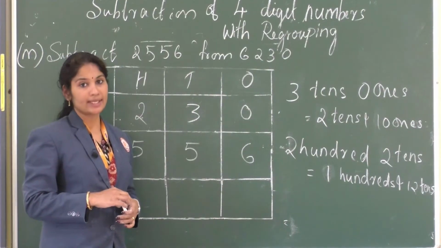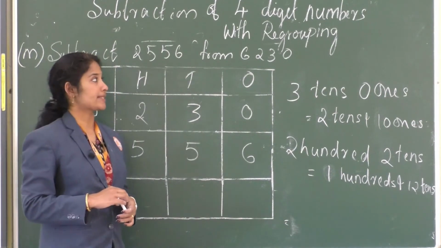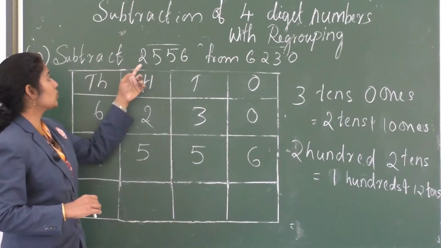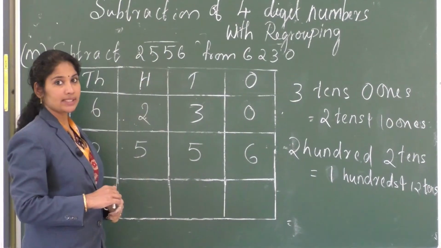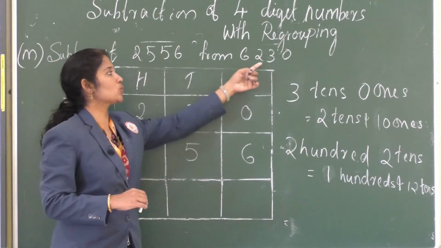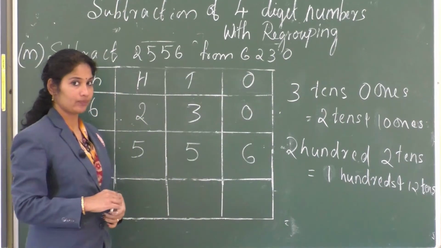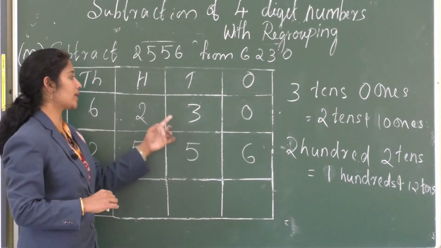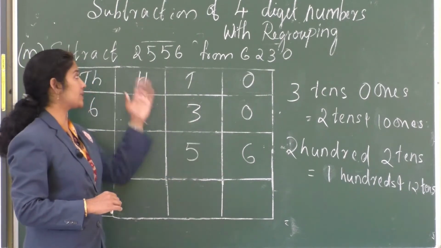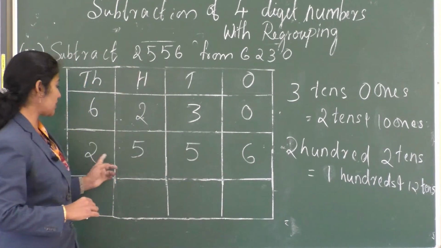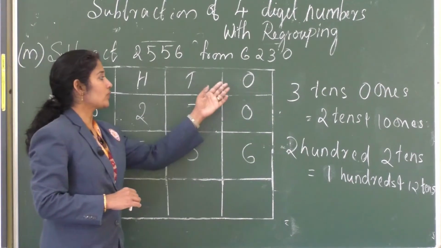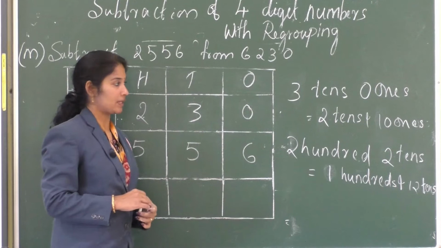Children, let's take an example from the textbook. Exercise 3.2M. Subtract 2556 from 6230. Which is the biggest number here? Yes, 6230. And which is the smallest number? Yes, 2556. First, we have to check ones place.